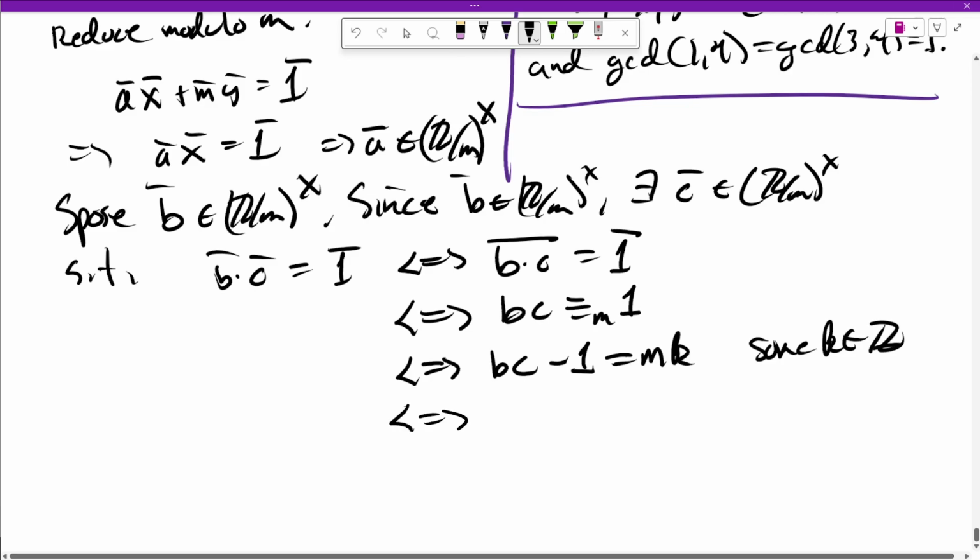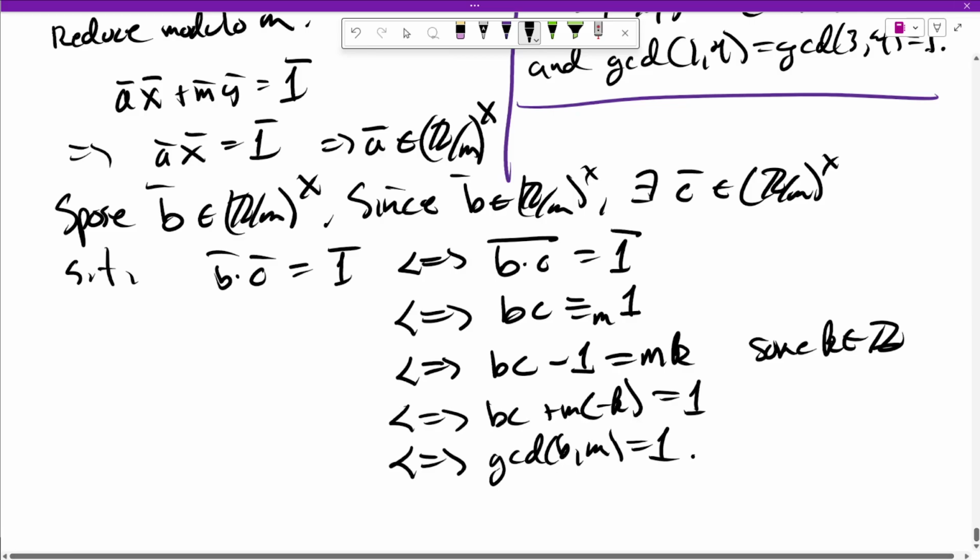But by carefully reordering, we have to use a negative k if we move it over: bc plus m times negative k is 1. But this tells us that the GCD of b and m is 1. In particular, the GCD of two integers is the least value we can put on the right-hand side of bx plus my equals something that has a solution. We found a solution where it's 1, so that's the least value, and therefore it is the GCD.